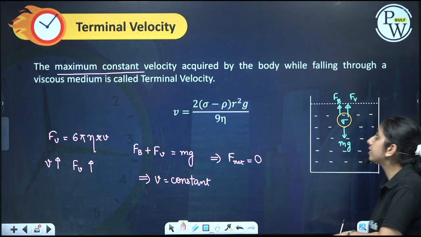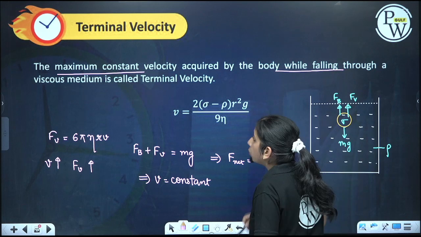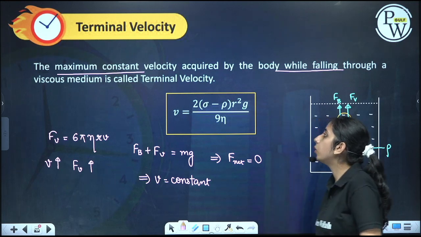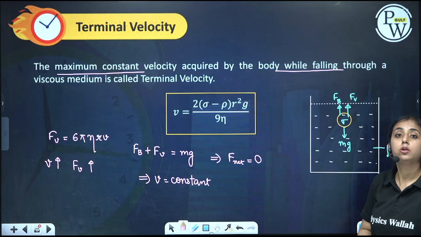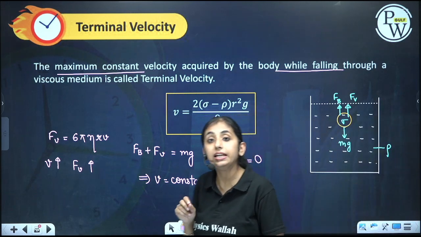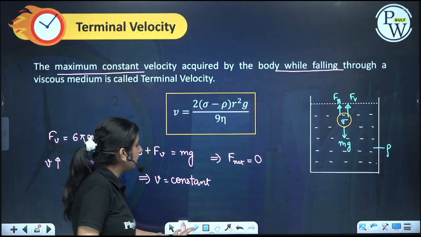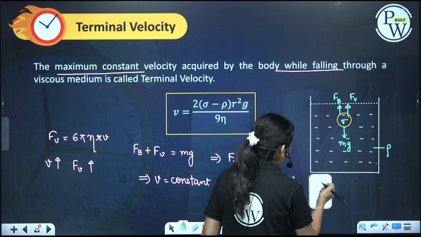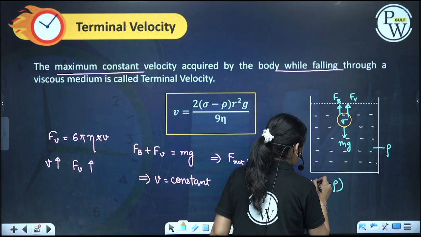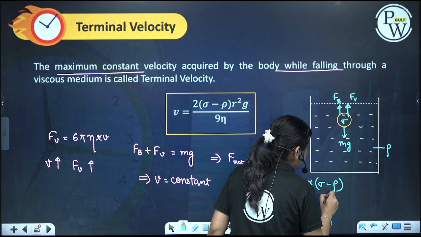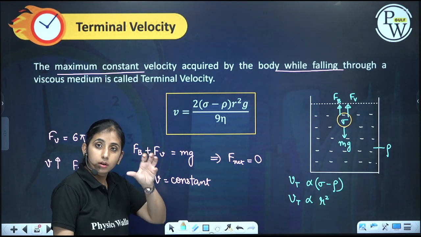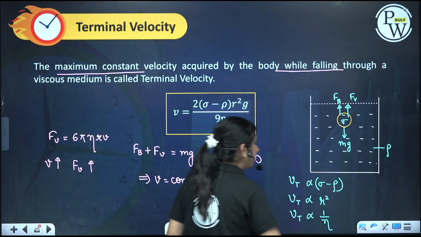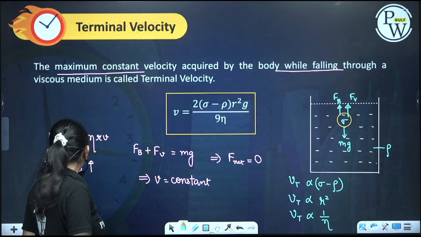This maximum constant velocity acquired by the body while falling through a viscous medium is called terminal velocity. It is given by 2/9 into (sigma minus rho) r squared g by eta. So terminal velocity is directly proportional to the difference between their densities, directly proportional to the square of the radius of the ball or any body, and inversely proportional to eta.